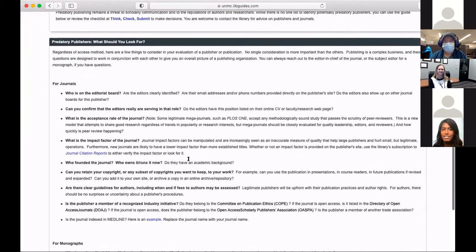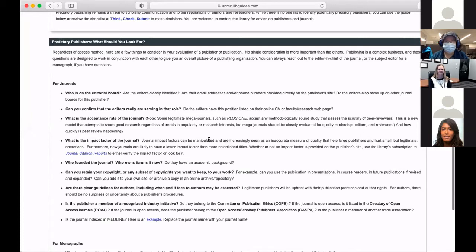Some of the questions that you could ask: who's on the editorial board? I've actually looked up some names on the editorial board. I think people have been put on editorial boards without their knowledge. So you can actually look through and say, who's on the editorial board? Is this only a certain area, or do those people really exist? Can you confirm that they really are serving that role?